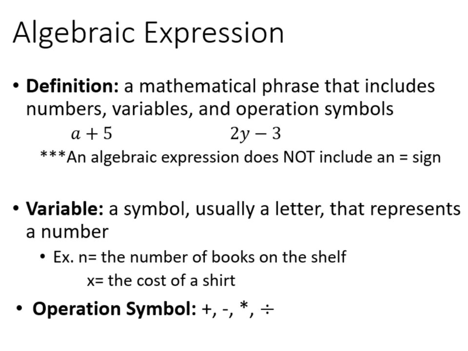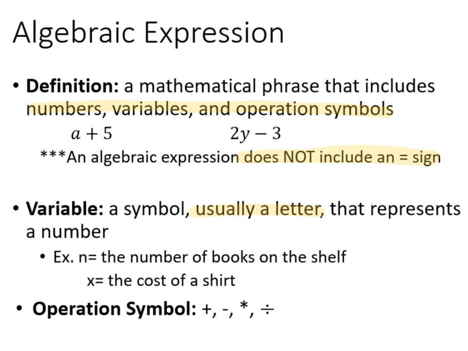In this video, you will learn about evaluating algebraic expressions. An algebraic expression is a mathematical phrase that includes numbers, variables, and operation symbols. Examples are a plus 5 and 2y minus 3. But notice that an algebraic expression does not include an equal sign, and that's what really changes what we're talking about. Now, a variable is a symbol, usually a letter, that represents a number.